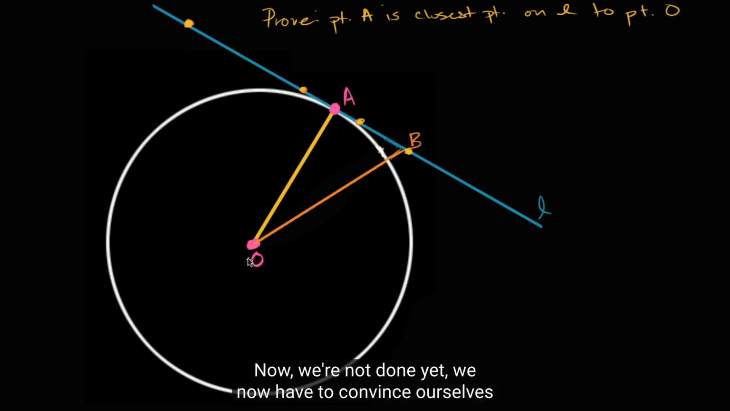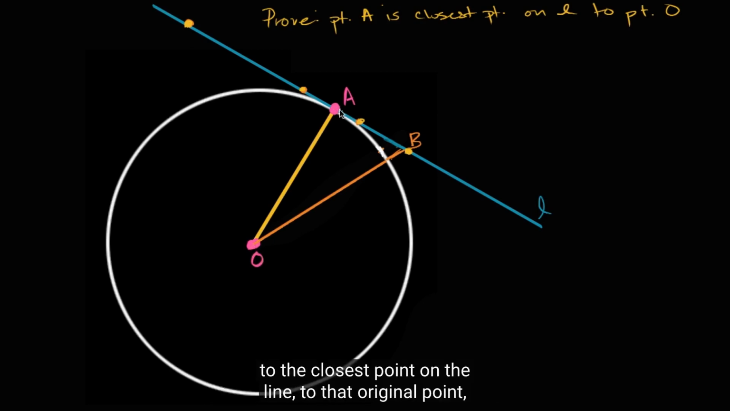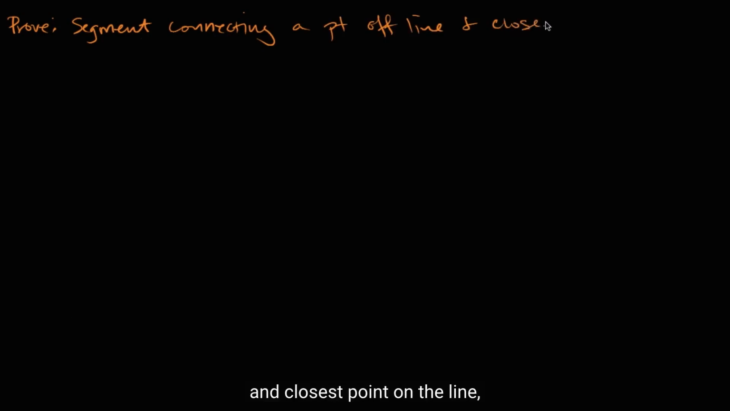We now have to convince ourselves that if we have a point and a line, the segment connecting the point to the closest point on the line to that original point is going to be perpendicular to the line. So let me give ourselves some base here. We want to prove that the segment connecting a point off the line and the closest point on the line is perpendicular to the line.